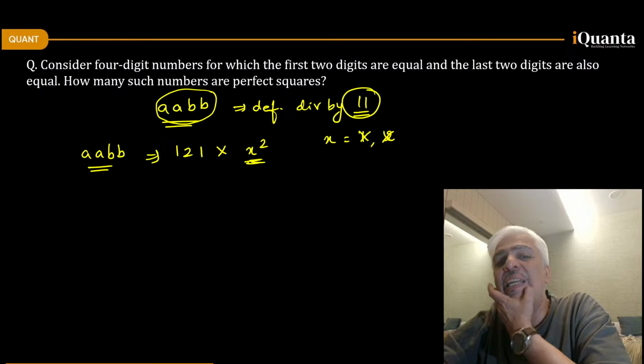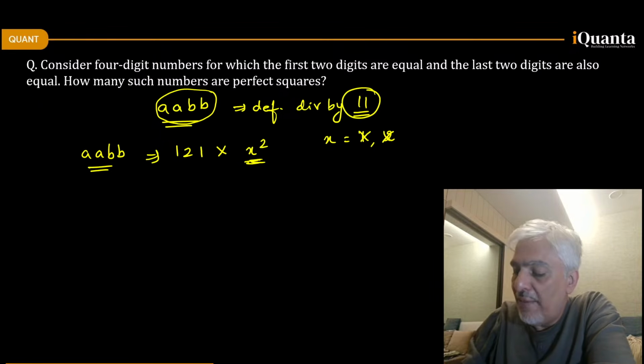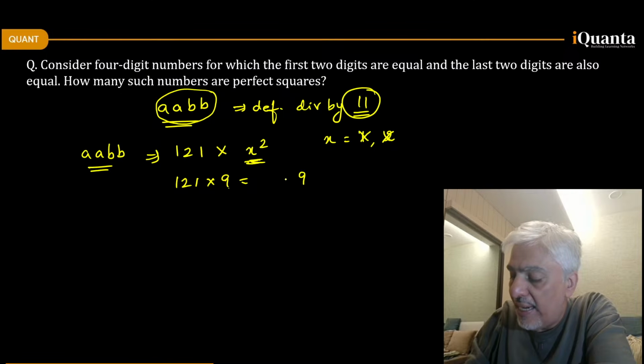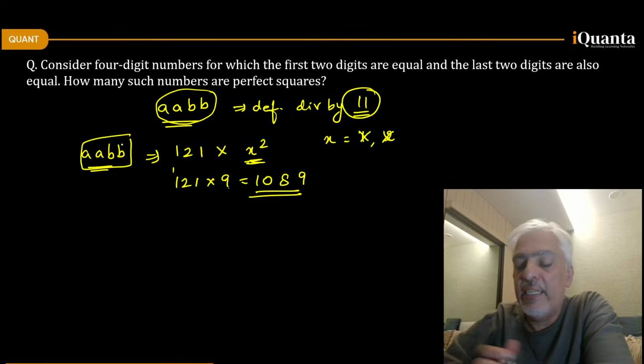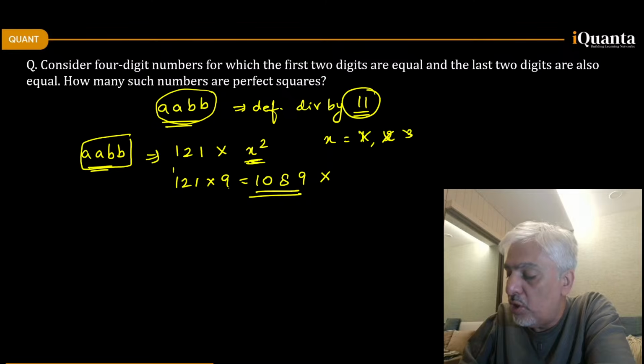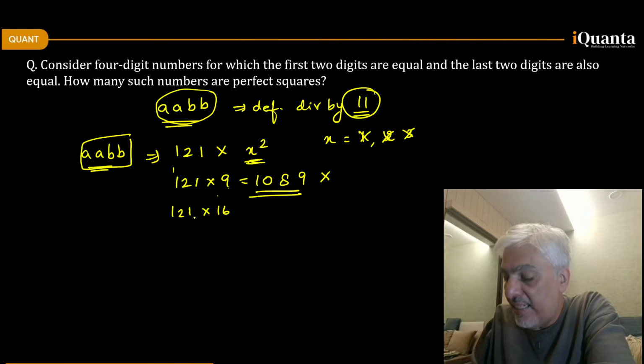X can be 3. So I will check. 121 9s are 9 ones are 9, 9 twos are 18, 1 carry, 9 ones are 9. It is coming 4 digit, but it is not of this type. So x as 3 also is not working. What about x as 4, that is 16? 16 ones are 16, 1 carry, 16 twos are 32 plus 1, 33. I don't even need to check further, because the last two digits are not coming the same. So x as 4 is also not working.